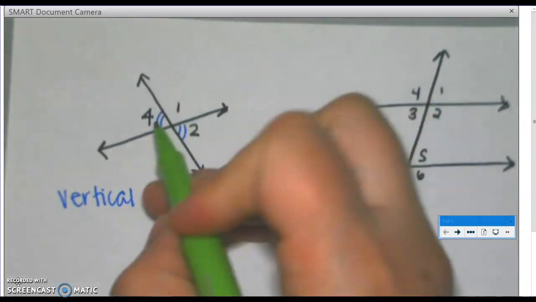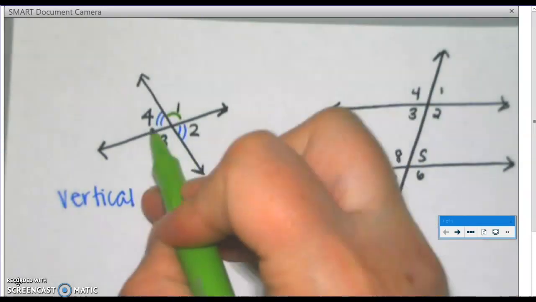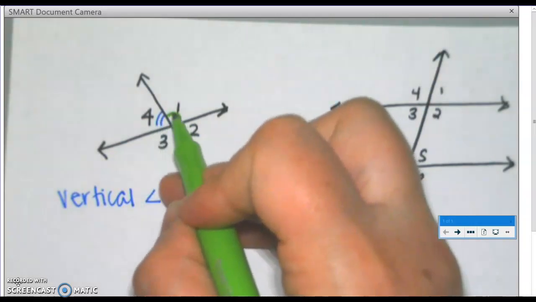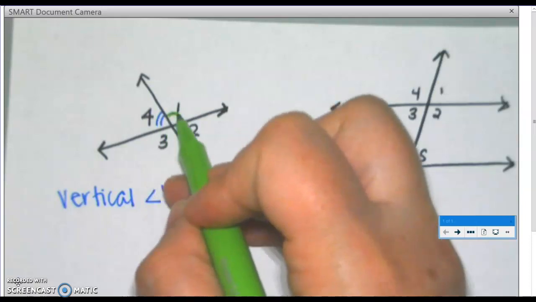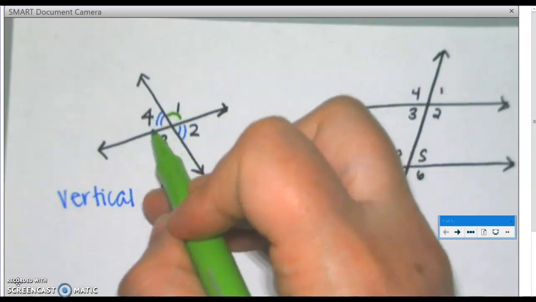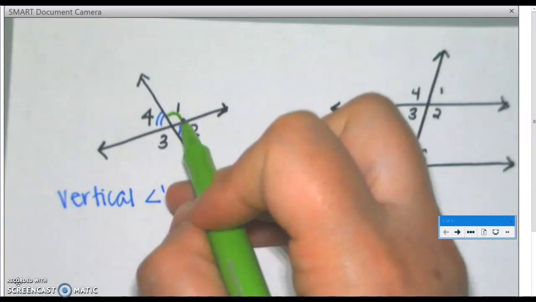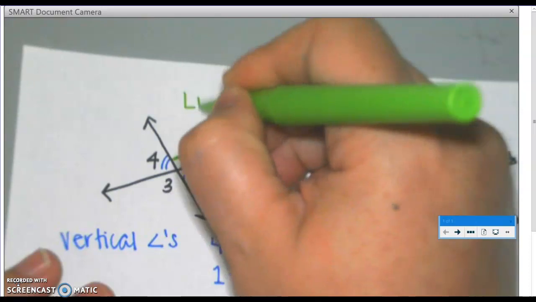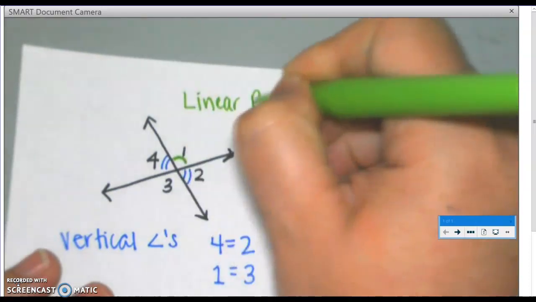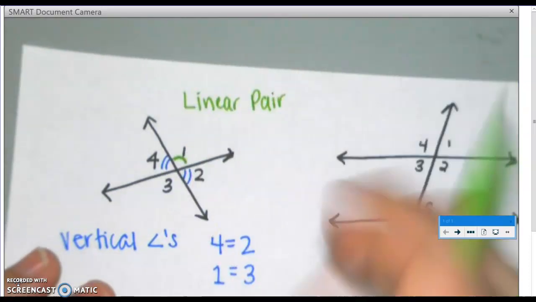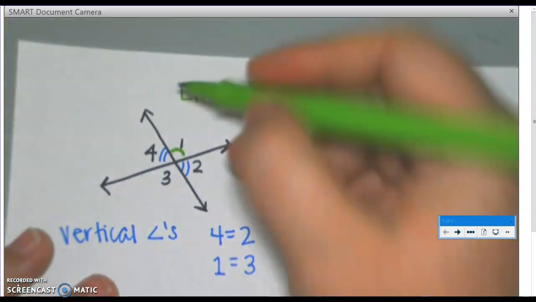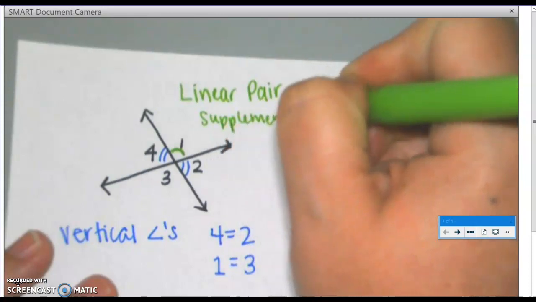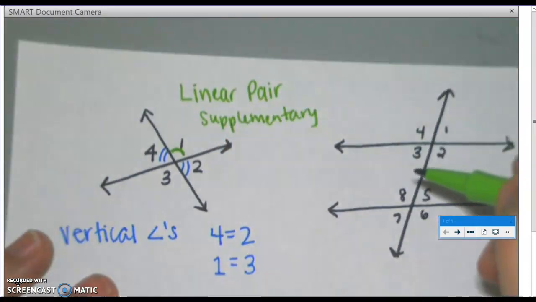The two that are side by side, if you look at how I drew the arcs for 1 and 4, you can probably see that if I connect those two, it makes a semicircle. A semicircle is 180 degrees. So because they are on the same line, we call those a linear pair. And linear pairs are supplementary, which means they add up to 180 degrees.